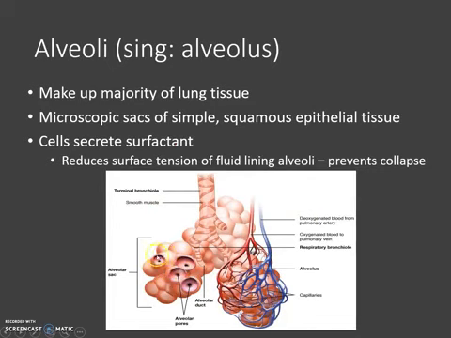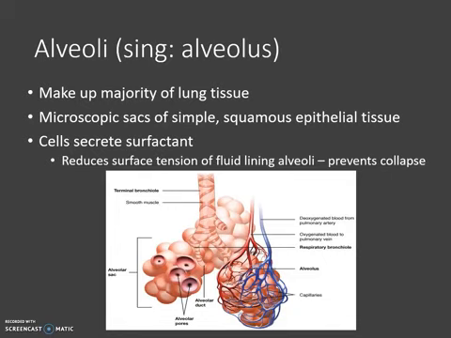And as I mentioned, each sac is microscopic, and the walls of the sac are made up of simple squamous epithelial tissue. So simple means that there's only one layer of cells, and squamous means that those cells are flattened. So it's a very, very thin membrane, and that's really necessary in order for the rapid exchange of gases such as oxygen and carbon dioxide. There are also specialized cells inside the lungs that secrete something called surfactant, and that's because there is fluid in the lungs, and fluid tends to stick to itself.